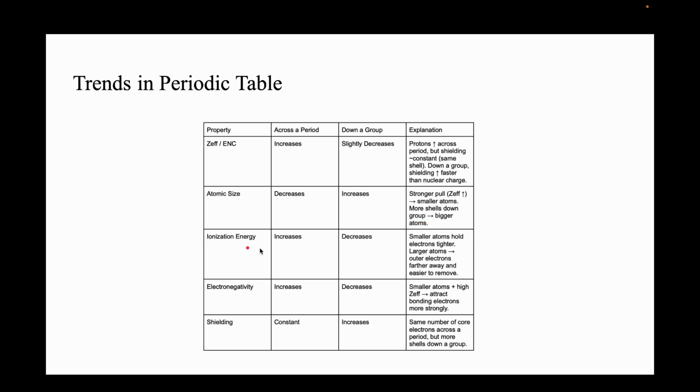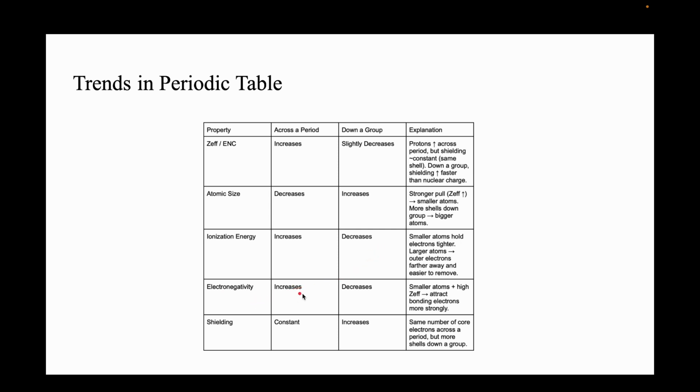Now we have ionization energy. It increases across a period and decreases down a group. This is because smaller atoms hold electrons tighter across a period. Larger atoms, outer electrons are farther away and easier to remove down a group.